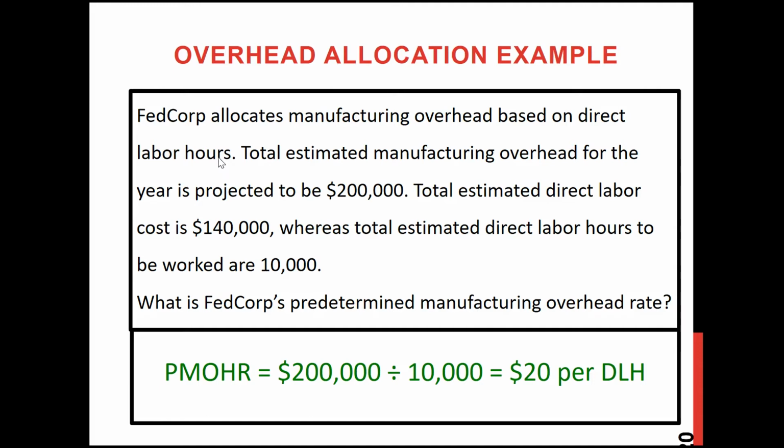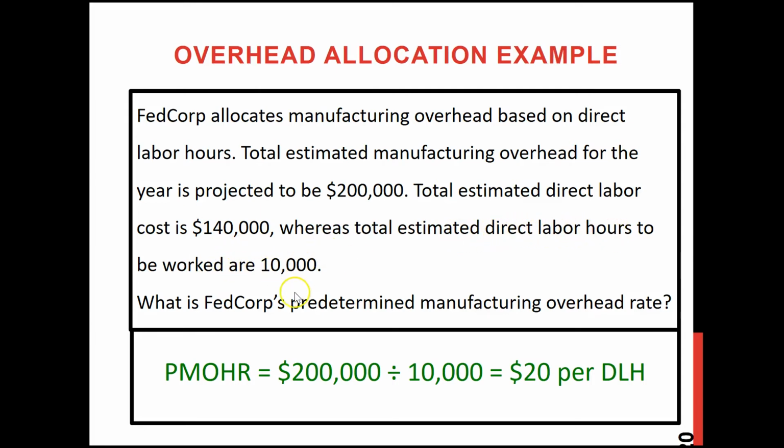So we need to know their total estimated manufacturing overhead, which they gave you, $200,000, and the total amount of their allocation base. That means we need to know their total estimated labor hours, which is also given: the total estimated direct labor hours are 10,000.